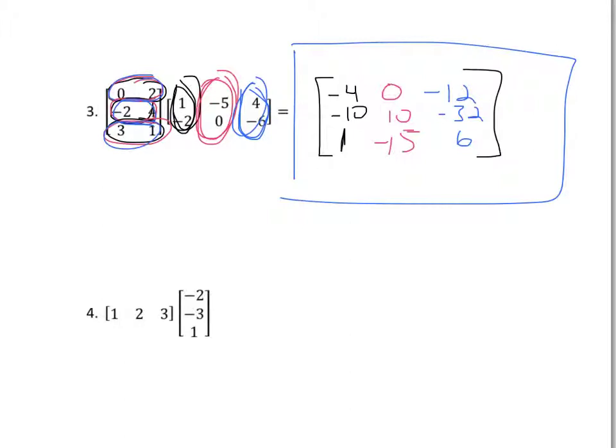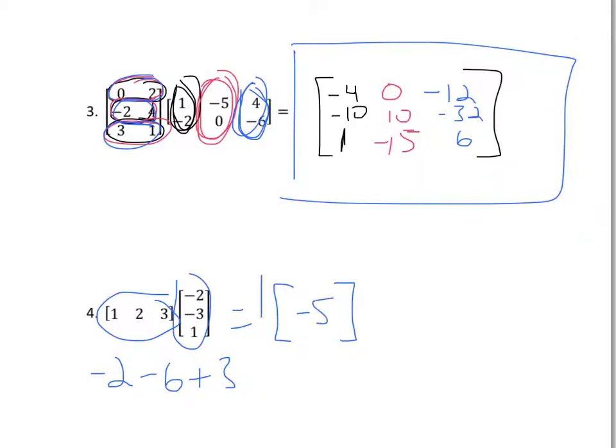Now lastly, we've got this 1 by 3 matrix multiplied by a 3 by 1 matrix. Because you've got the same number of columns as rows, it works out. You can do it. This one's pretty easy. You just multiply the row by the column. It's going to end up with a 1 by 1 matrix. Not a whole lot you can do here. So 1 times negative 2 is negative 2. We've got 2 times negative 3 is negative 6, and 3 times 1 is 3. So when you simplify that, negative 8 plus 3 is negative 5, and the answer is indeed negative 5. So that's it.